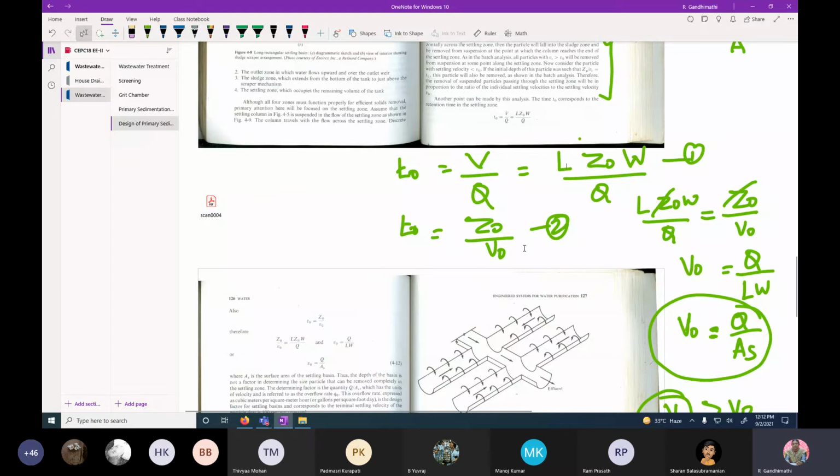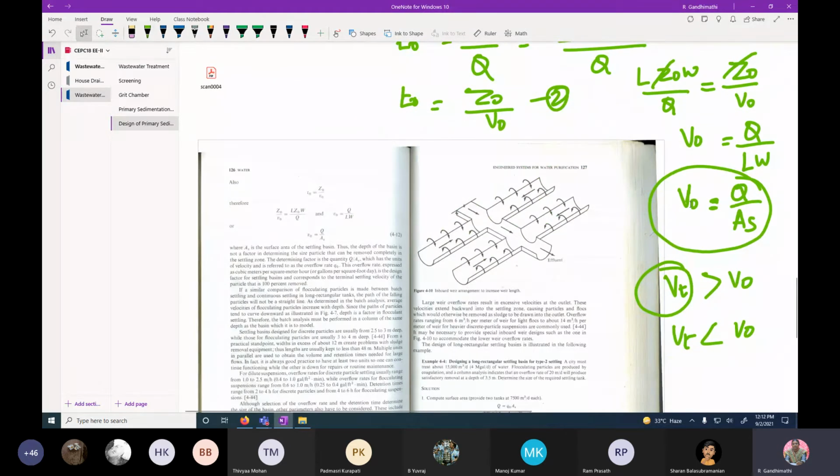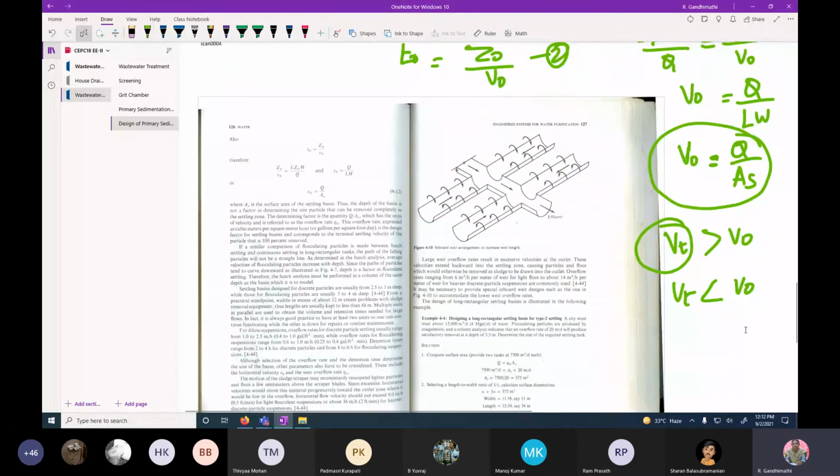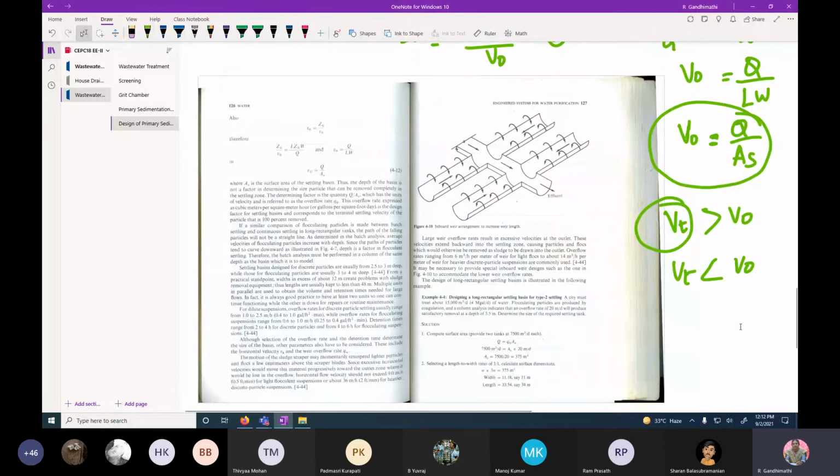By equating these two, you end up with the average settling velocity, that is equal to Q by AS. Now do the calculation. If the VT is greater than V0, that should be completely removed. That means it reaches the settling zone. If the VT is less than V0, that will also be removed completely if it enters at the height ZP.